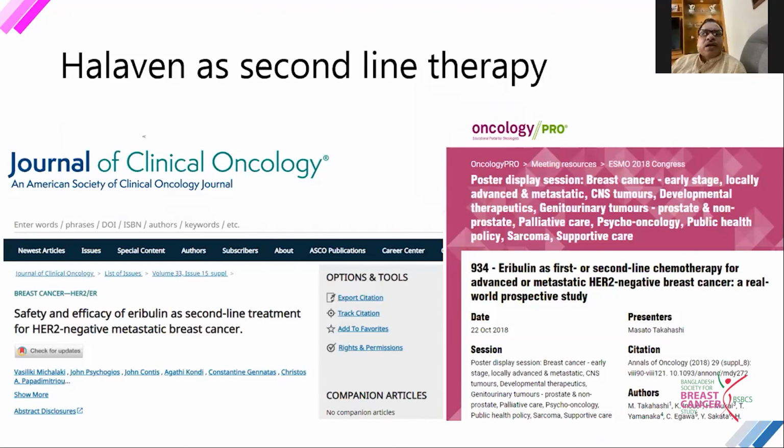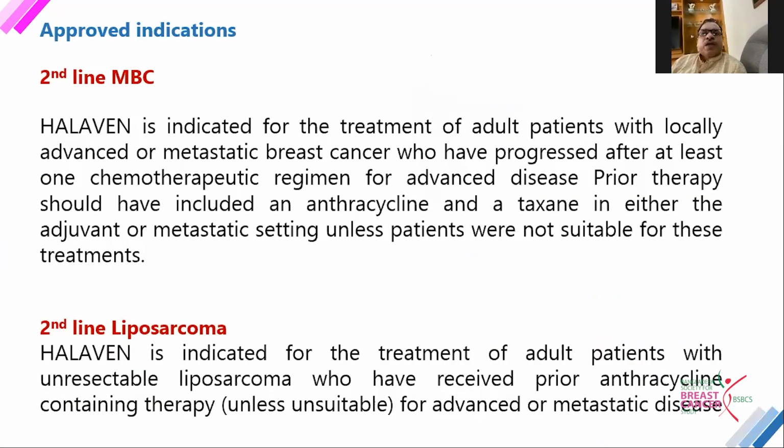This Halaven article was published in a journal, and also presented as posters at the ESMO meeting. It is approved after second line of metastatic breast cancers. That is, it is indicated for the treatment of adult patients with advanced metastatic breast cancer who have progressed after at least one chemotherapy regimen for advanced disease. Prior therapy should have included an anthracycline and a taxane in either the adjuvant or metastatic settings, unless patients were not suitable for these treatments.